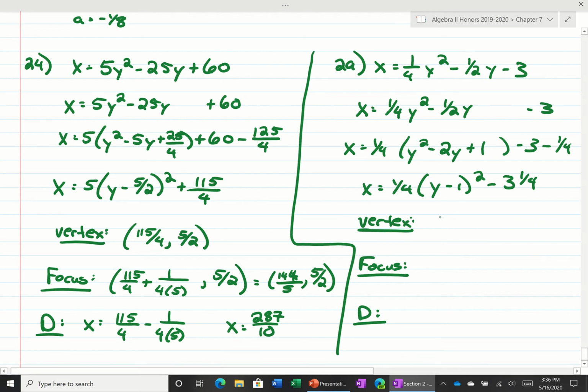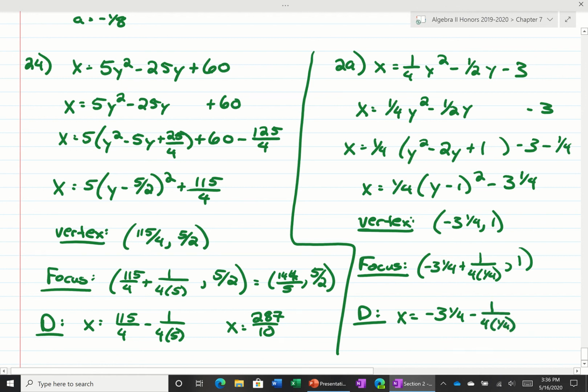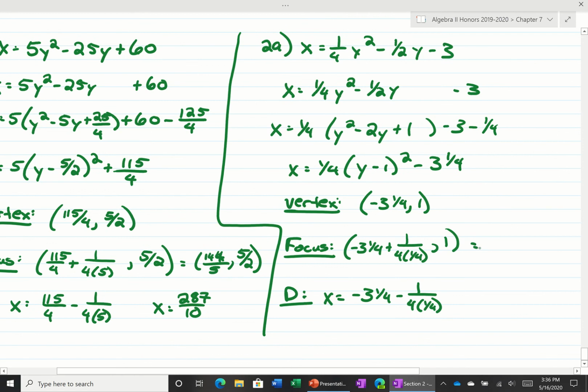So let's see here. The vertex would be negative 3 1/4, comma 1. The focus would be negative 3 1/4 plus 1 over 4a, comma 1. And the directrix would be x is equal to negative 3 1/4 minus 1 over 4a. The focus would turn into just negative 9/4, comma 1. And the directrix would turn into just negative 17 over 4.